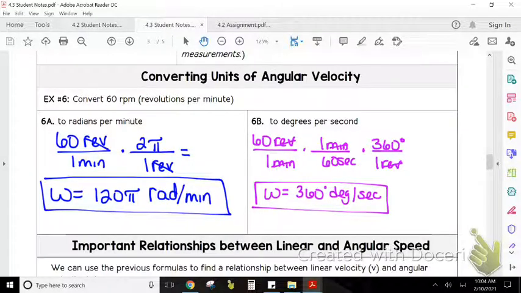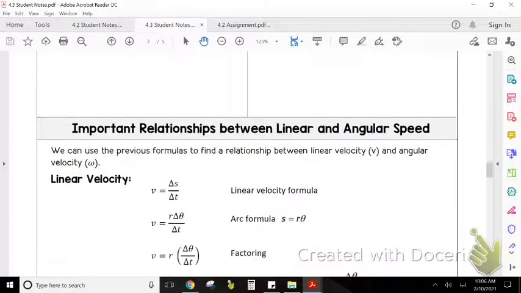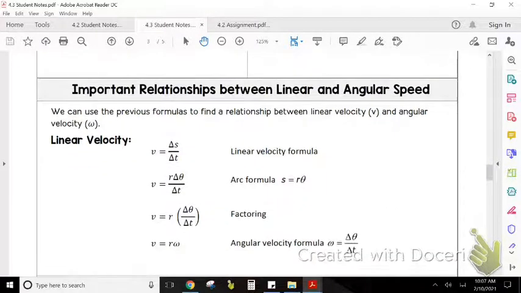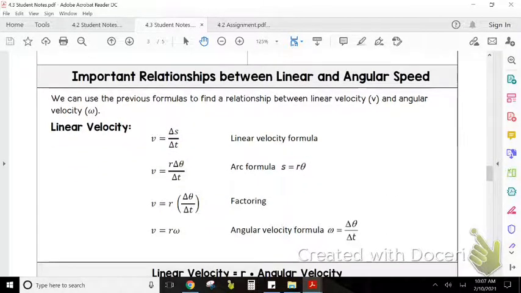All right, then an important relationship between linear and angular speed. It says we can use the previous formulas to find a relationship between linear velocity v and angular velocity omega. So remember that linear velocity tells us that v is equal to s divided by t. But we know that s, remember, is arc length, and that's r times theta.